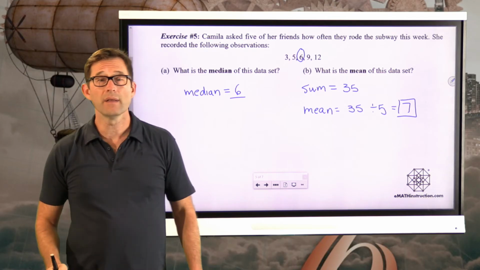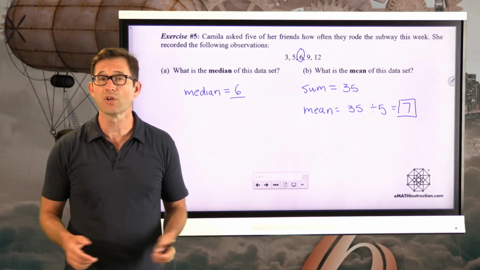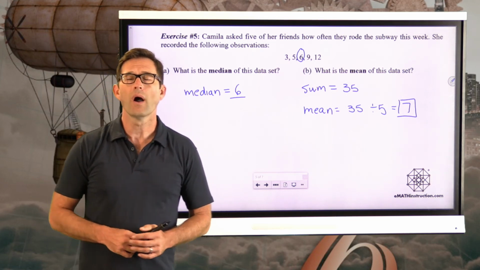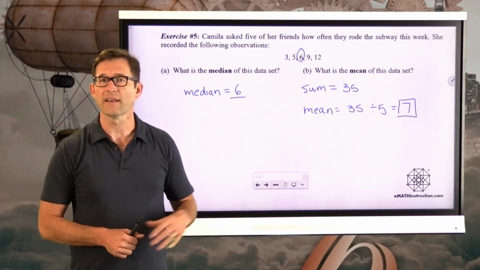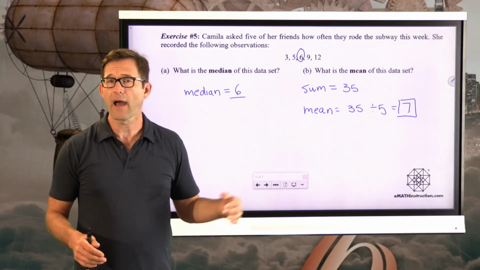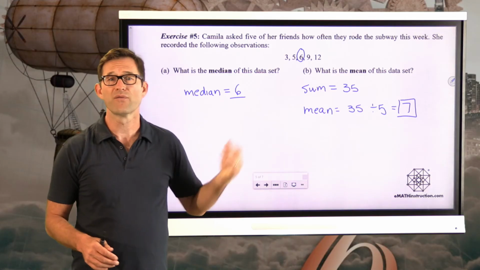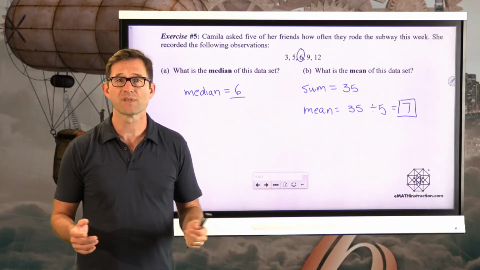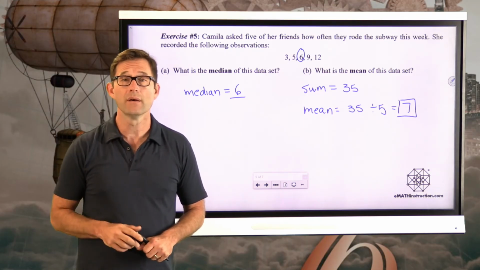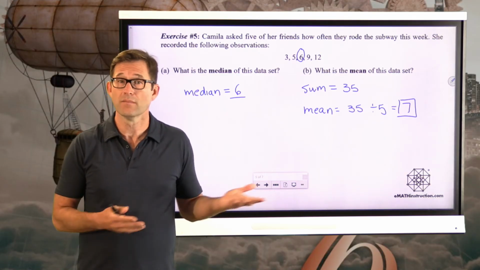And so what you see is that these 2 measures of center are similar to each other. They're close to each other, but they're not exactly the same. So if Camilla was trying to get a sense for a good number to represent how many times her friends rode the subway, she could say, well, on average, they rode the subway 7 times, but the median number of times they rode the subway was 6 times. Again, similar values, only differing by 1 unit, 1 subway ride, but not the same. Again, they can be, but in this case, they weren't.